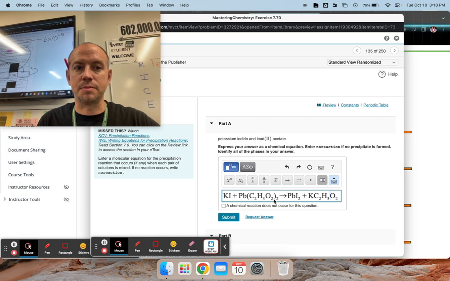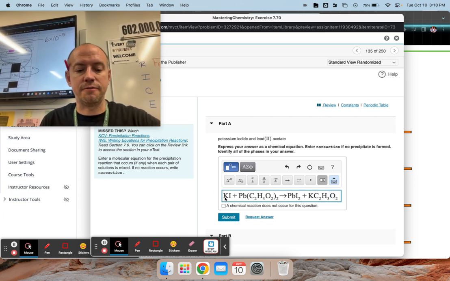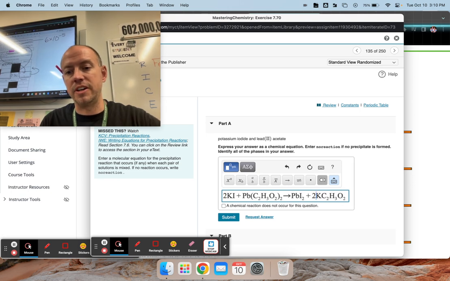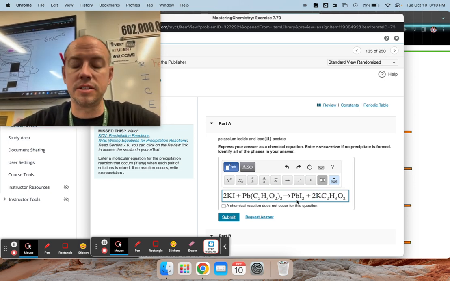We can do subscripts, so you want to do real subscripts and make it look good. Then we're counting back and forth. We need to put coefficients where they're needed to balance it. So in this case, KI and KC2H3O2 need it.